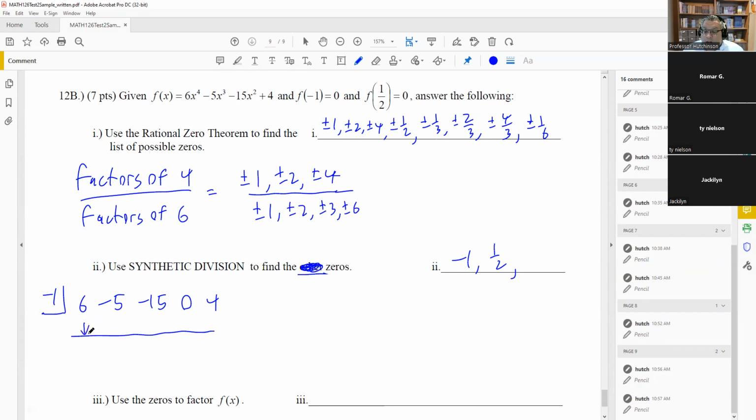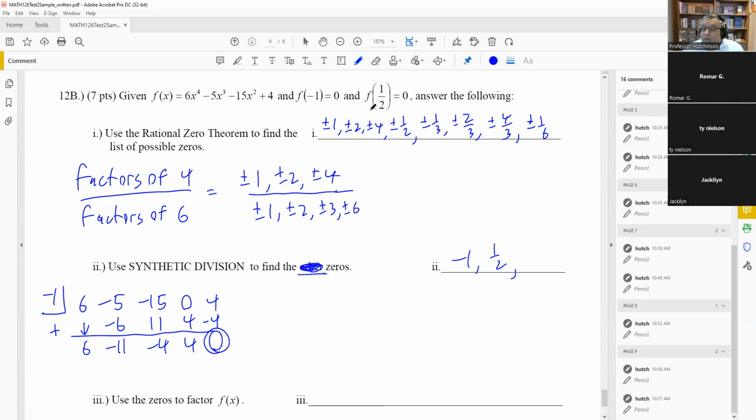The 6 is going to drop down. We multiply these together and put the result in the next column. So 6 times -1 is -6. I'm adding this together. I get -11. -11 times -1 is +11. I'm adding this together. I get -4. -4 times -1 is +4. Add it together, we get a 4. 4 times -1 is -4. Add it together, get a 0. Okay, 0 as expected.